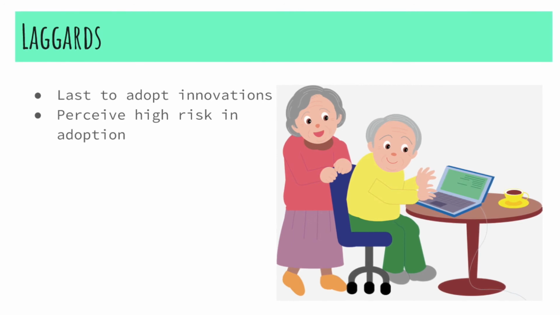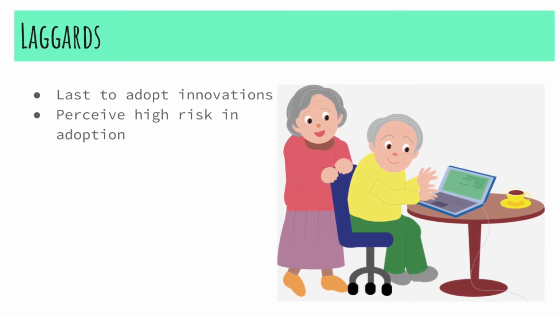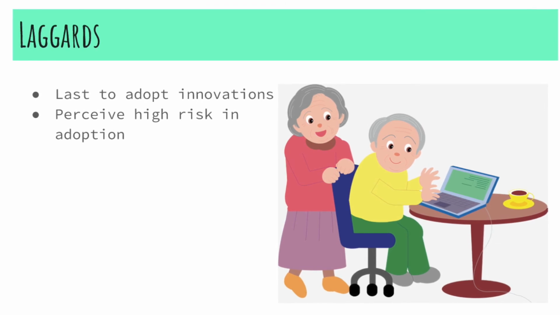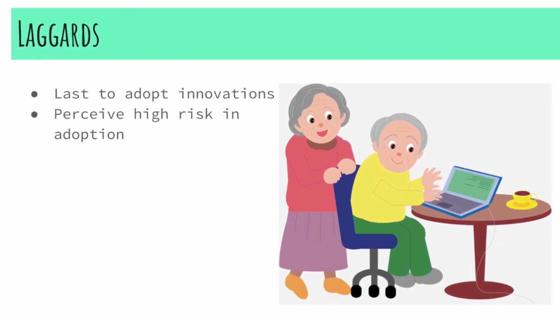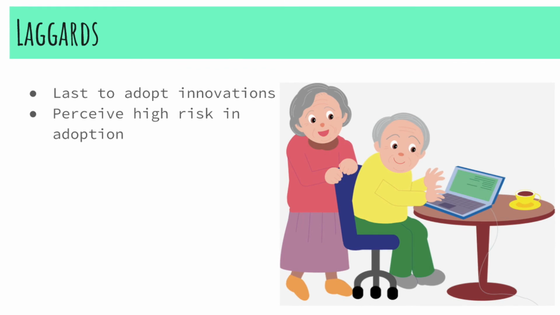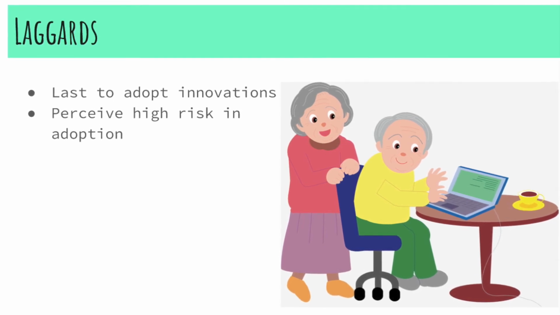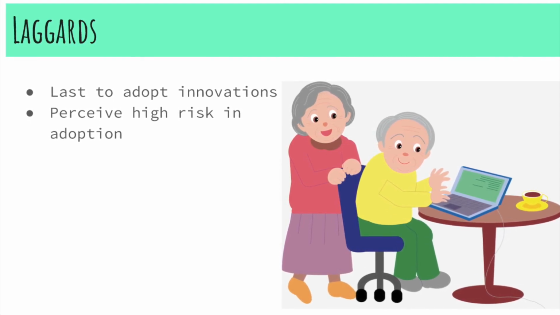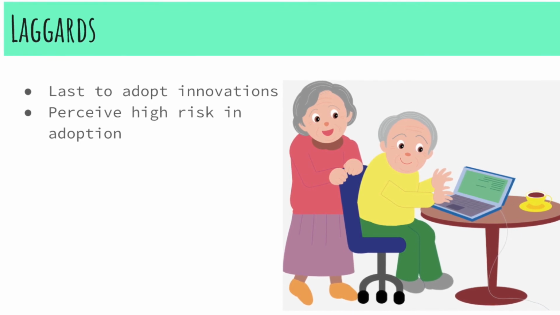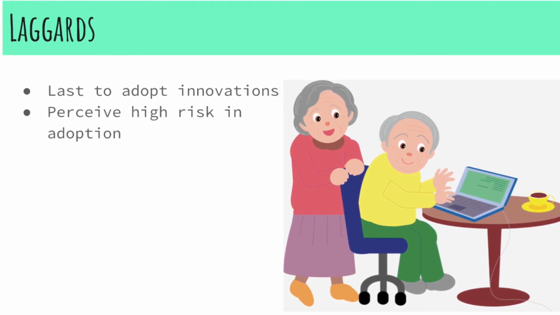The final category of Rogers' adoption curve is the laggards. The laggards are the people who are the last to adopt innovations. They perceive high risk in adoption. They tend to be people who are bound by tradition, conservative, and very skeptical of change. An example might be an old-fashioned grandparent.